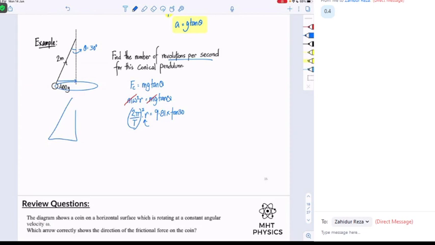How? This is a triangle, right? And this is your 30 degrees, and this is your 2 meters. So what is the radius there? So simple, sine equals opposite by hypotenuse. So therefore, x equals 1 meter. So the radius has to be 1 meter here.